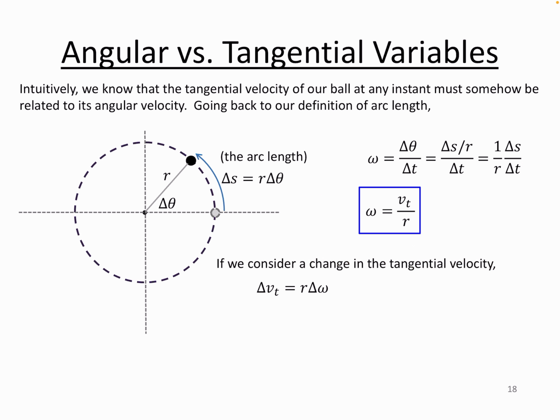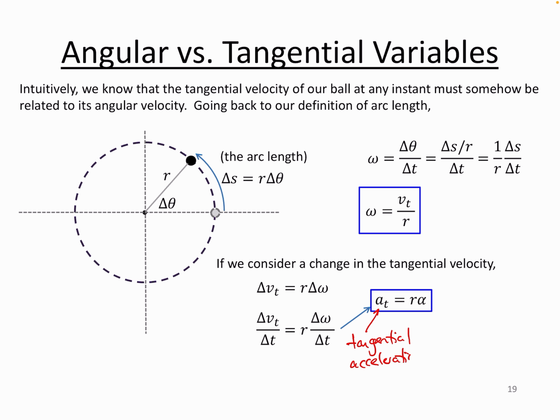Now, if you consider a change in the tangential velocity, so say you start whirling the ball on a string a little bit faster, then we can divide both sides again by some delta t, and you end up with a relationship between the tangential acceleration and the angular acceleration. Okay?